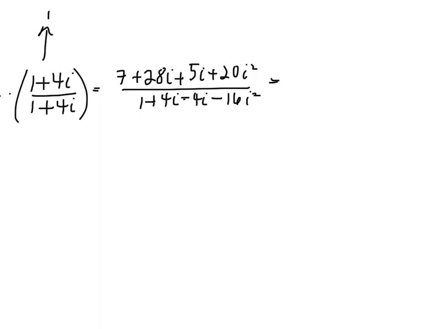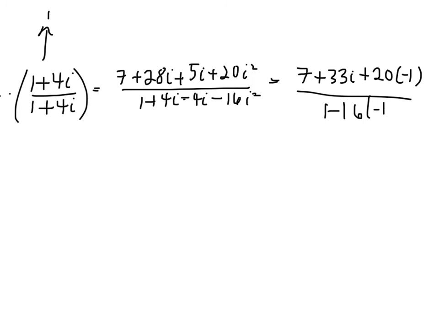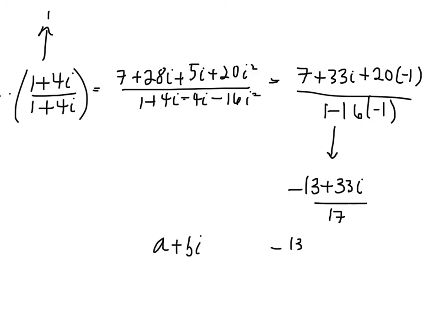Actually, we're not there yet. For this part, we have 7 plus 33i plus 20 times negative 1, over 1 minus 16 times negative 1. This simplifies to negative 13 plus 33i over 17. And if we want this in standard form, which is the form a plus bi, we can have negative 13 over 17 plus 33i over 17.